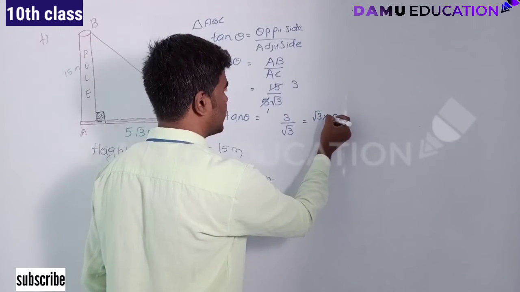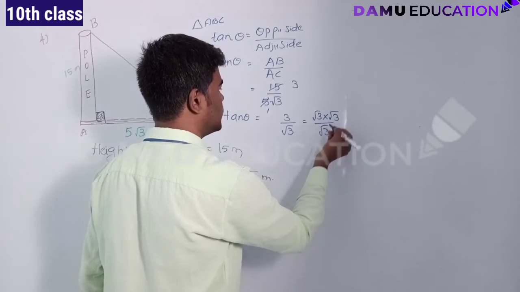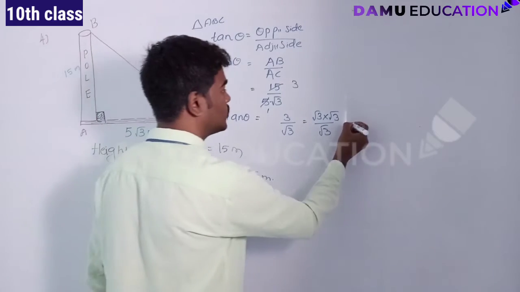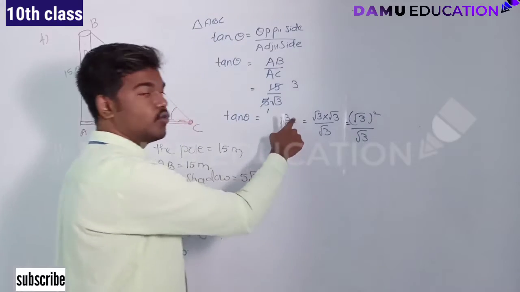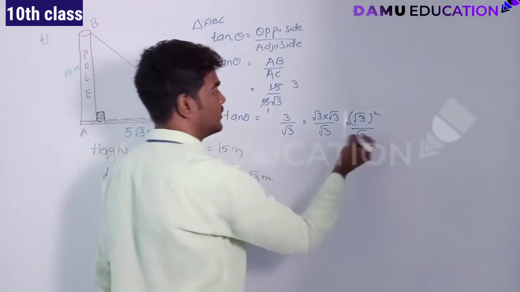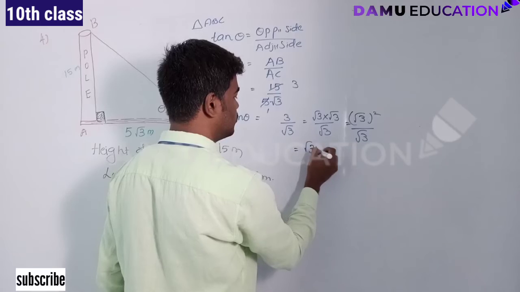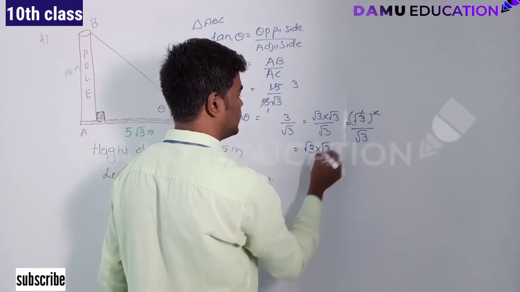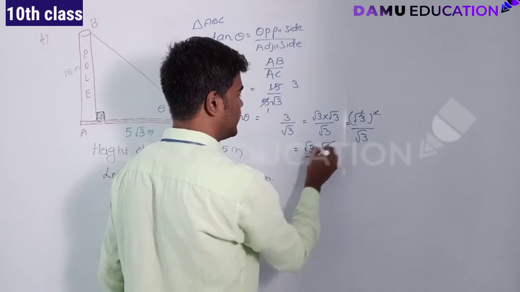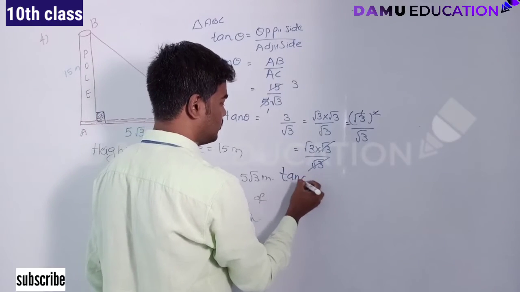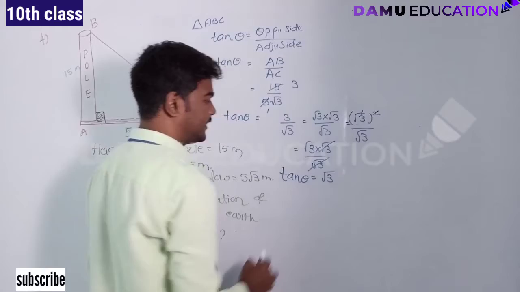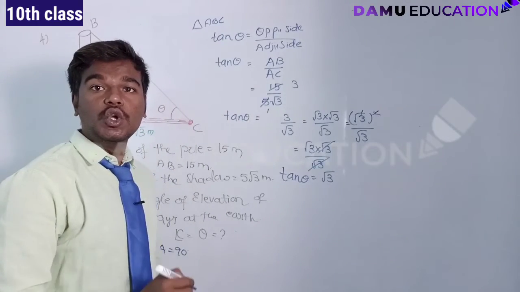We can write 3 by root 3 as root 3 into root 3 over root 3. Anyway, we will get root 3 whole square, and the square and root will cancel, then we will get 3 only. So here root 3 will cancel by root 3. Then what is the value here? Tan theta is equal to root 3.